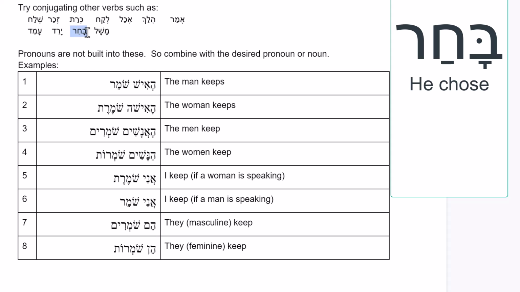Next one, bachar, means he chose, very common in the liturgy. Bachar is he chose, and we're going to change it to present. He chooses, okay? We're going to say boher, bocheret, bochrim, bochrot. You say them slowly.